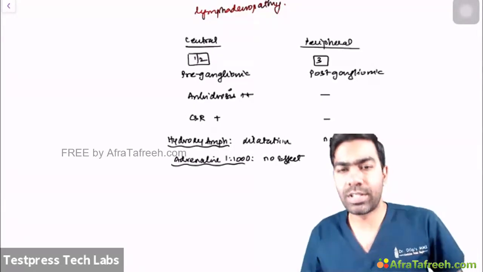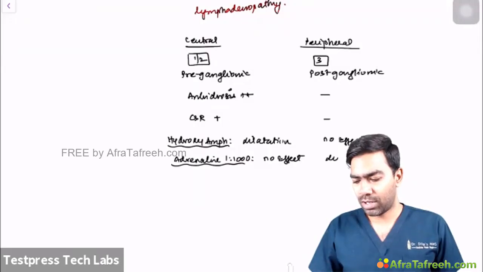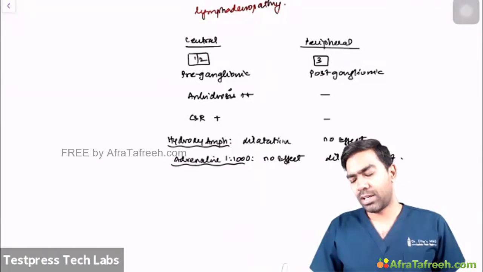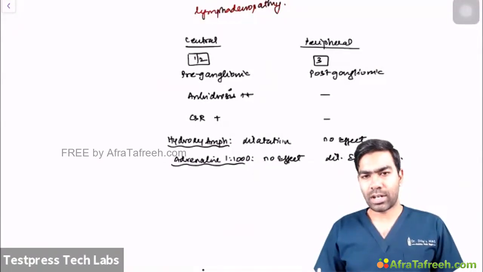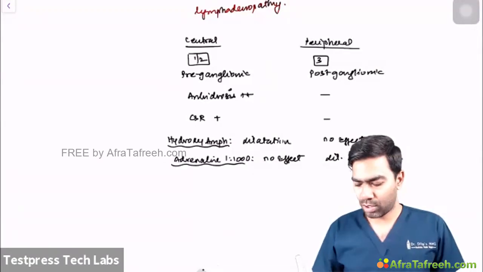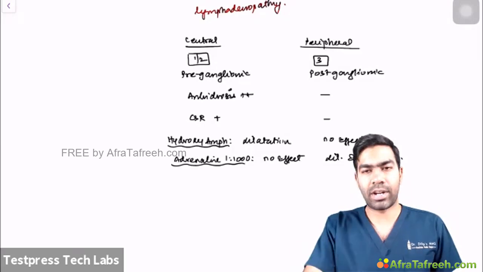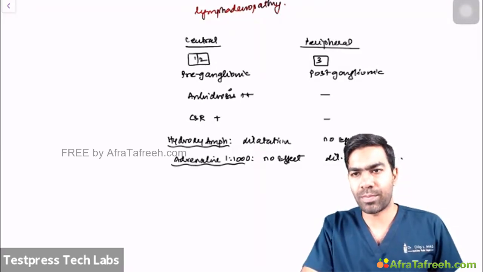In central Horner's, you will see no effect, but in peripheral Horner's, you will be seeing dilation along with the lid lag. And then you can use cocaine-based tests, but they are not available right now. So we don't use the cocaine-based tests as of now.